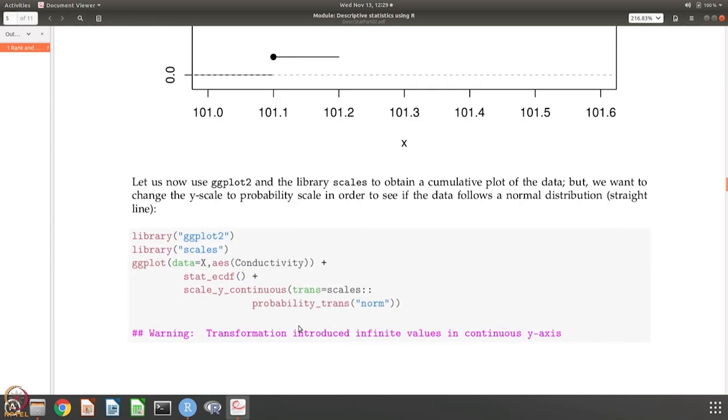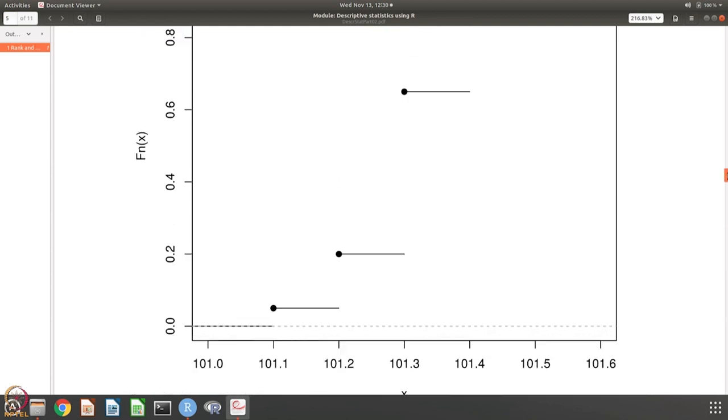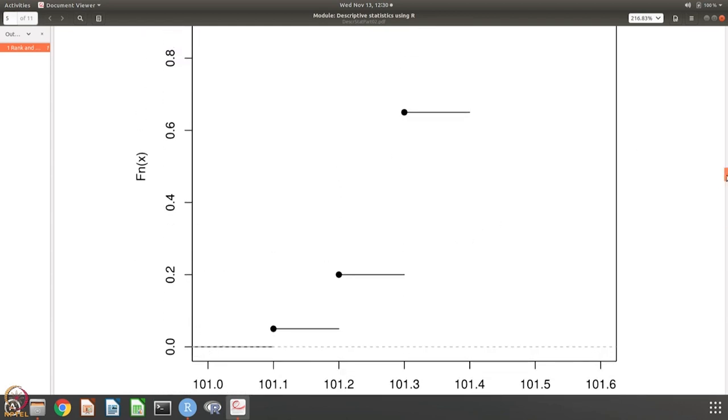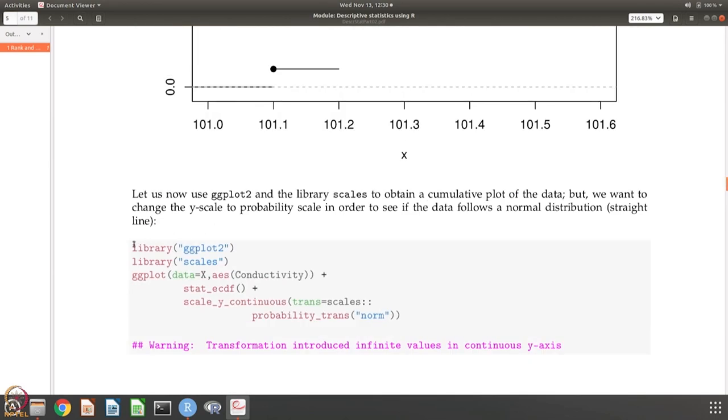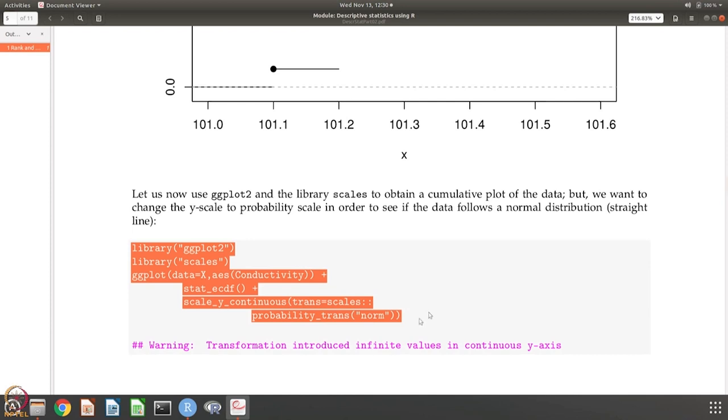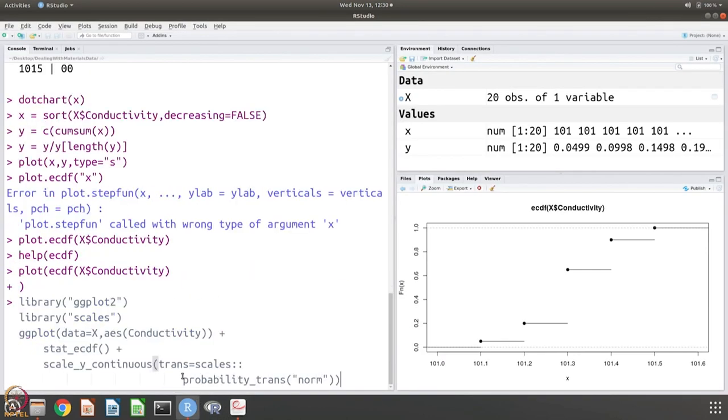Now we want to use ggplot, we want to change this range to probability scale. So obviously we have to use library ggplot and scales, and so let's do that. We invoke the library ggplot2, we invoke the library scales, and as usual in ggplot, you have to tell the data, we have to tell the aesthetics, so conductivity is all that is there in the data, so that's what we want to plot. And we want to do the statistical analysis, namely the cumulative distribution function, and that is what we want to plot, and the scale of y we want to transform to probability scale.